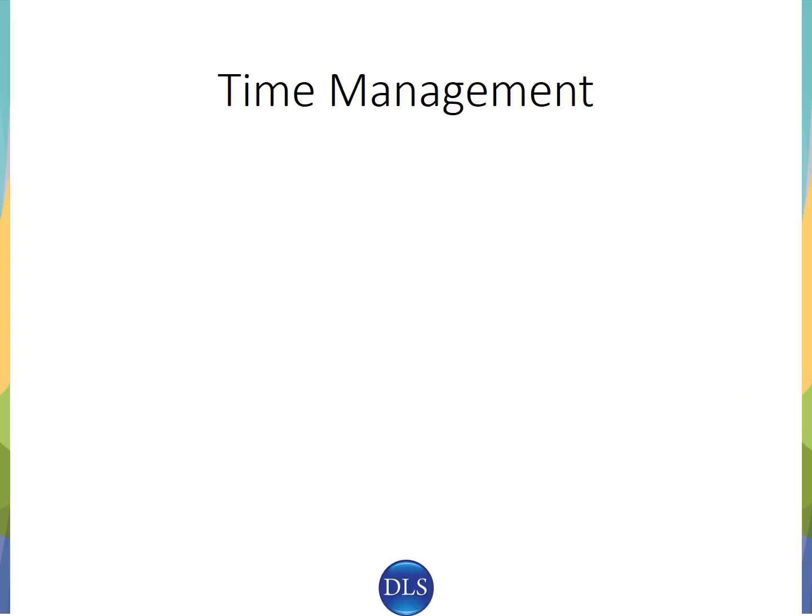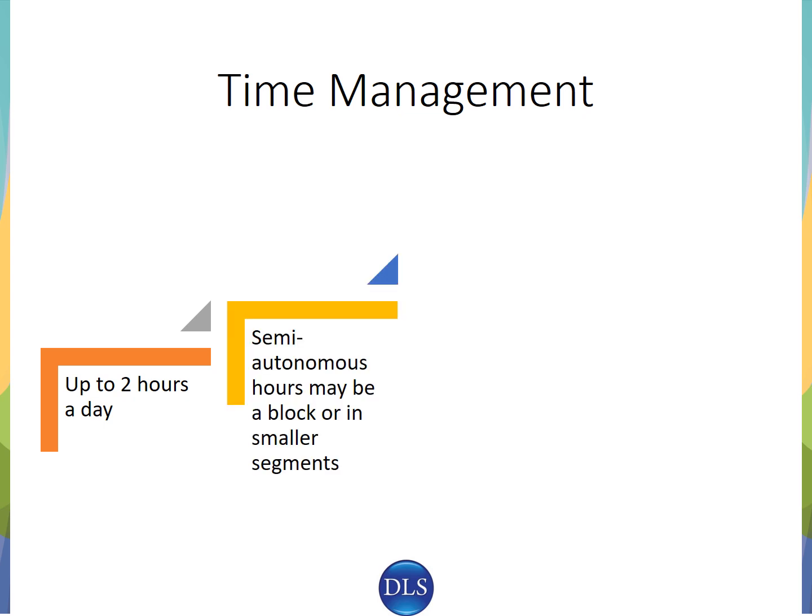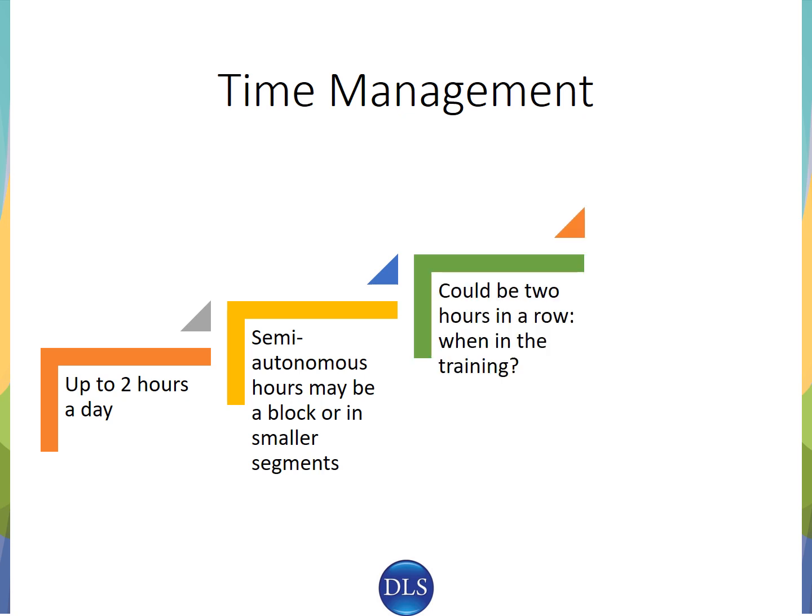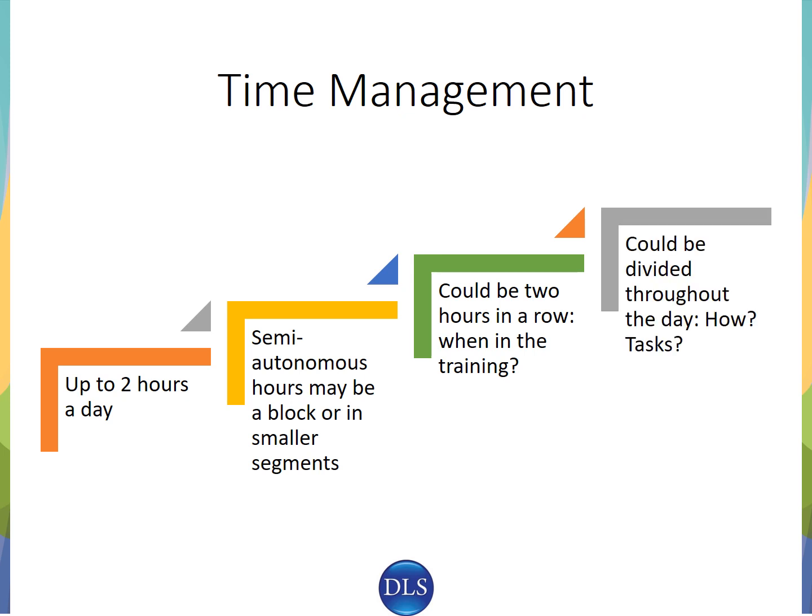Now that we've learned about what semi-autonomous learning is and how to use it effectively, let's discuss how semi-autonomous learning time should be managed. You should spend up to 2 hours a day on semi-autonomous learning. This time can be in one large block each day or in smaller segments throughout the day. Work with your student to determine the best way to schedule semi-autonomous time. If the time is divided throughout the day, you need to decide how it will be divided and what tasks the student will work on for each semi-autonomous session. There should always be a plan, not simply free study time. Answering these time management questions will help learners stay on track and productive through semi-autonomous periods.